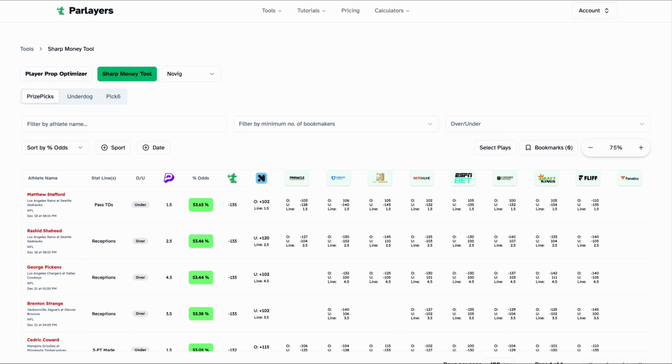And the Sharp Money tool shows us where the sharp bettors are placing their money on peer-to-peer exchanges like Novig, like Prizepicks. And basically this column is showing us how heavy the underdog is on the opposite direction of the favored play. So if Matthew Stafford here is a favorite to go under 1.5 passing touchdowns, his over is going to be an underdog on Novig. This is the line that the sharp bettors are offering so that they can be on the favored line at the under. And obviously this is the one you want to be on. The higher the minus, the more favored. The higher the plus line, the higher the underdog.